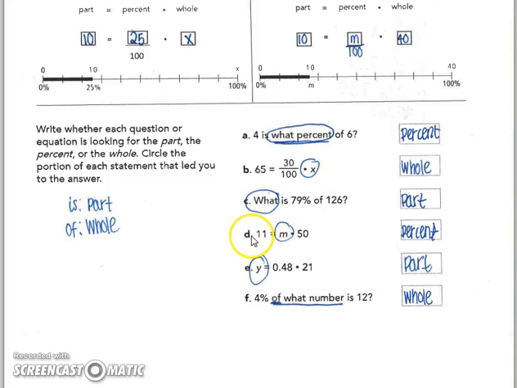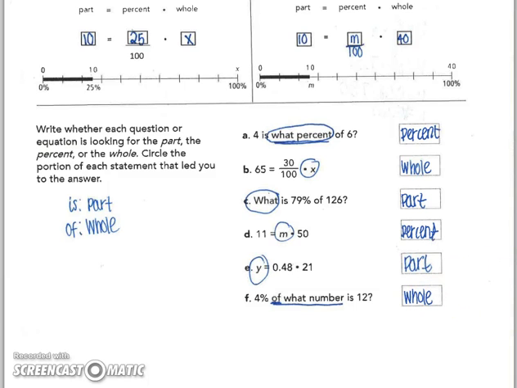Now let's look at example D. So we have an equation, and we're solving for m. Remember that m represents our percent in the percent equation, so that means it's a percent. For E, we have y equals 0.48 times 21. Notice that that's the variable by itself, and we are solving there for the part. Y represents the part. And then for F, we have 4% of what number is 12. And since it says of what number, remember that keyword of tells us that it's the whole amount.